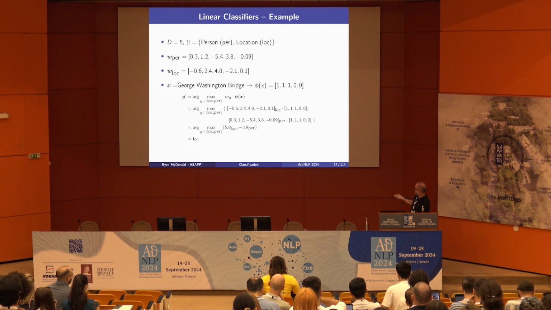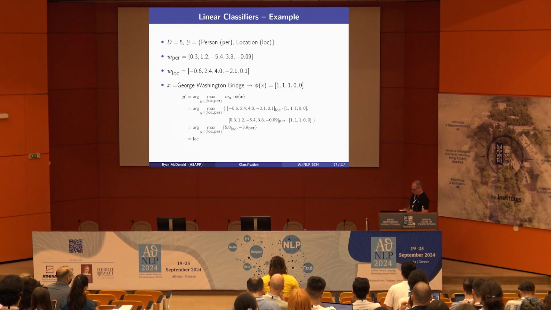Just computing those, right? Minus 0.6 times 1 is minus 0.6, plus 2.4 is 1.8, plus 4 is 5.8. And then these two numbers don't matter because there's zeros over there. So we just multiply them, they disappear. And we get 5.8. That's how we get the score for the location. And we get that for all our class labels, and we say, okay, which is the best one? Location has the highest score, so George Washington Bridge is a location. That is a very basic but full example of what a linear classifier might be. Of course, where these weights come from, that's kind of the crux of it. How do we get these parameters that will allow us to make those classifications?